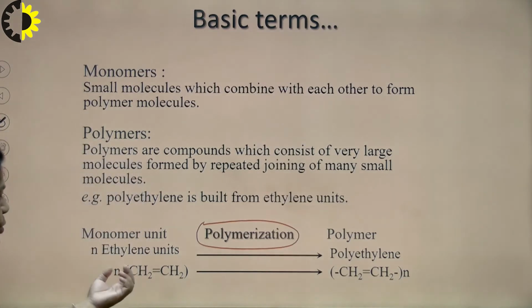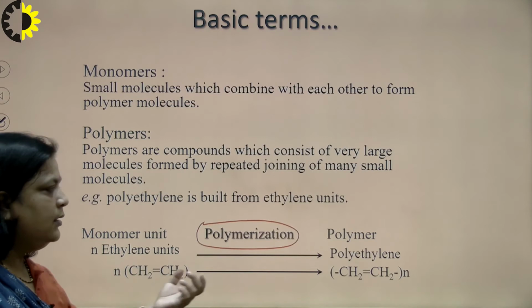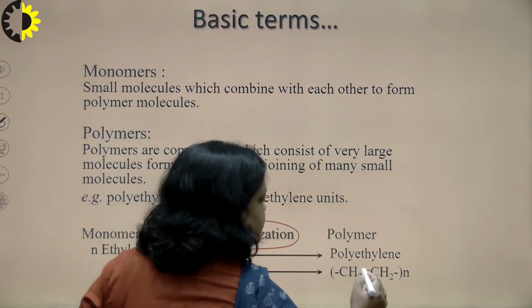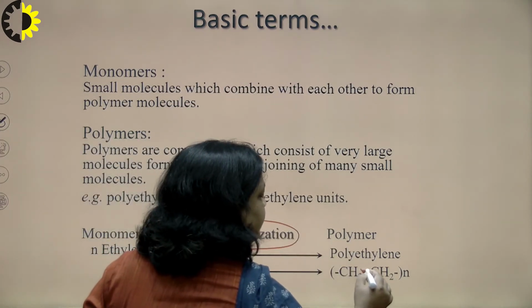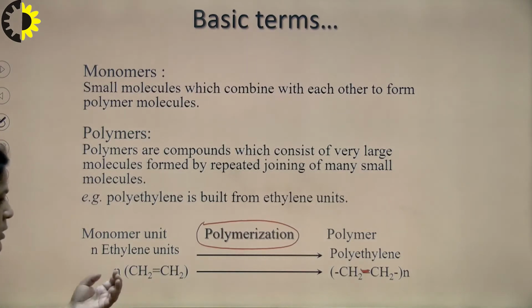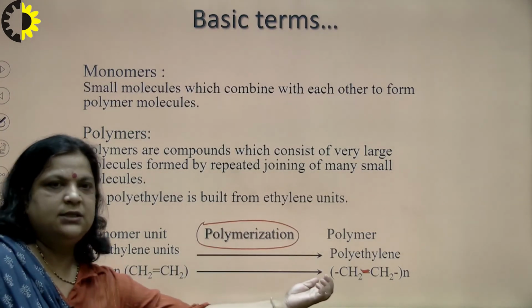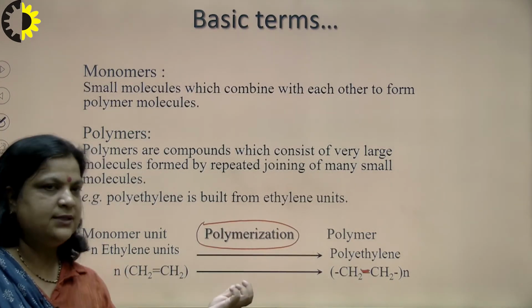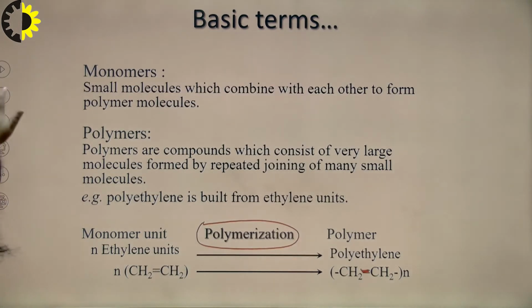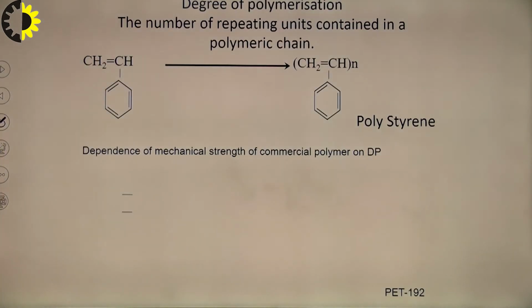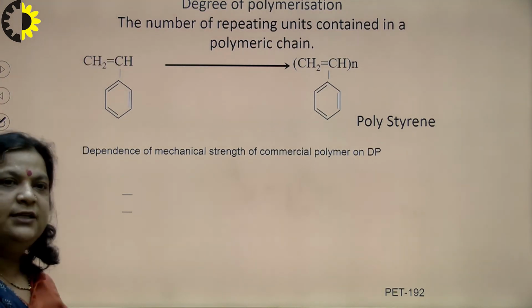But in this case we take the example of polythene. Sorry, it is a single bond. The process of formation of this polythene is termed polymerization. Now, the next definition is the degree of polymerization, which is DP.